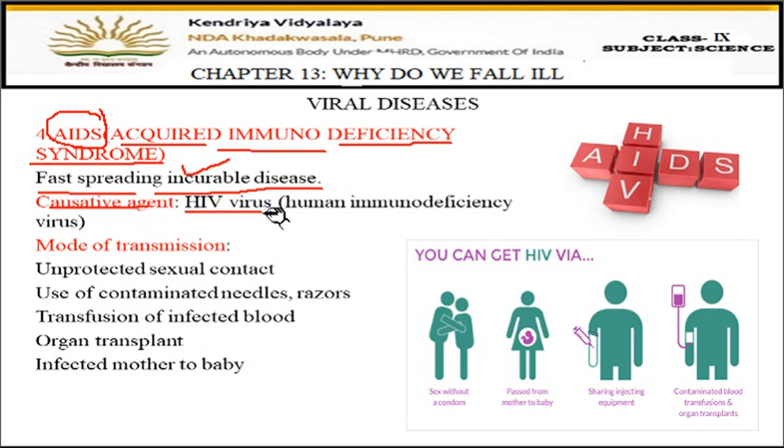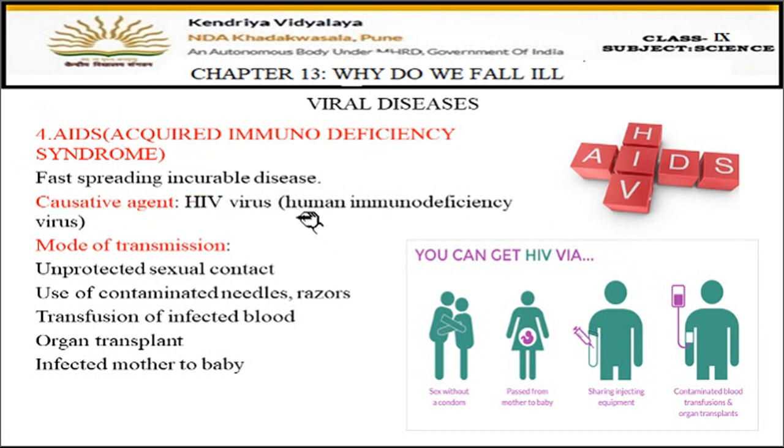You might have heard that whenever there is a blood test, an HIV test is done along with it. The full form of HIV is human immunodeficiency virus. H stands for human, I for immuno, and immunodeficiency, and V stands for virus. Now let us discuss the mode of transmission. You might have seen many ads on television related to AIDS, how it spreads. The first one is unprotected sexual contact between partners. Unprotected sexual contact can lead to the spread of AIDS.